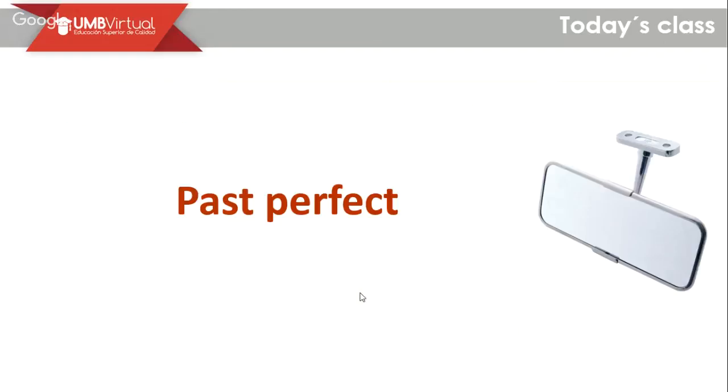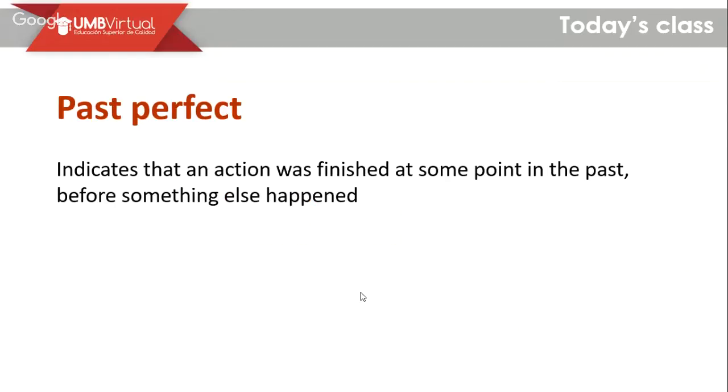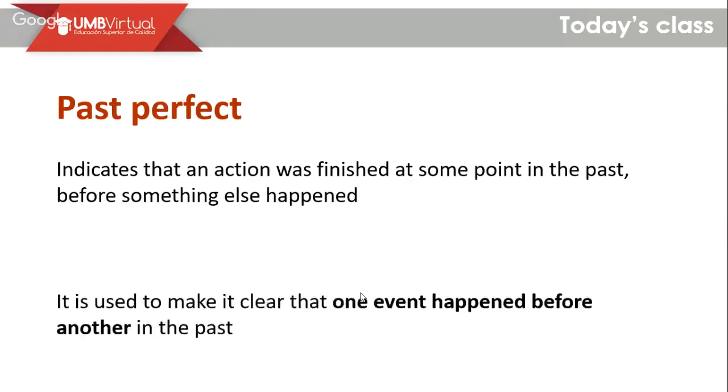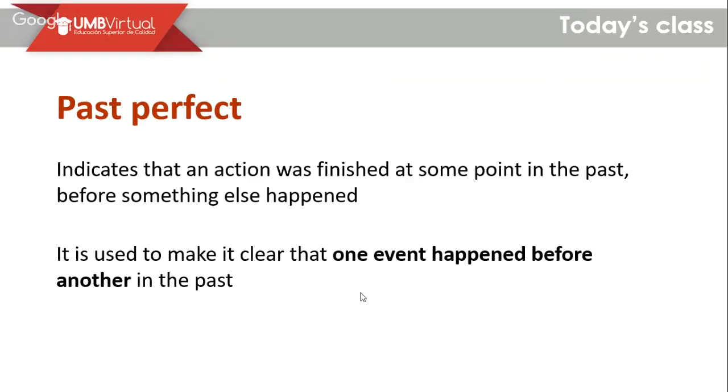Moving forward. Past perfect. That's a second way of talking about the past. Había jugado. Past perfect, it indicates that an action was finished at some point in the past, before something else happened. It is used to make it clear that one event happened before another in the past.